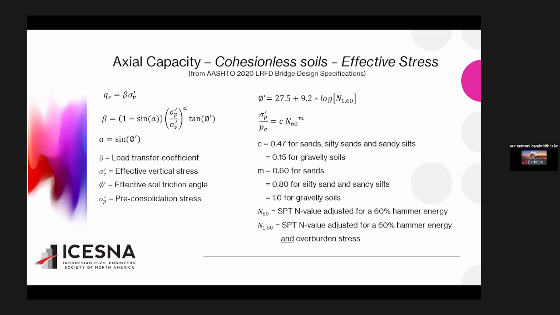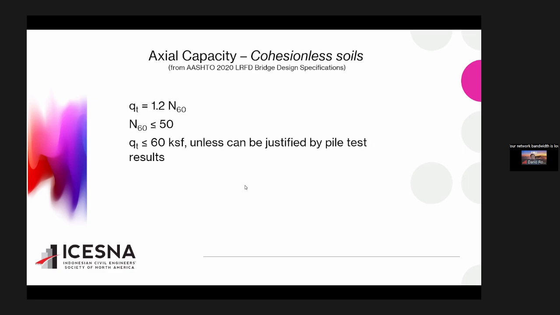That's the friction angle, right? This is the side friction, right? And the equation for tip resistance is even simpler, right? It's only 1.2 N60. But the code limits you to use N60 no more than 50, or the qt should be no more than 60 ksf, unless you can justify by pilot test, which we're going to discuss. Right? So if you can justify based on the test, you can use a higher value. Other than that, you are limited to only 60 ksf.